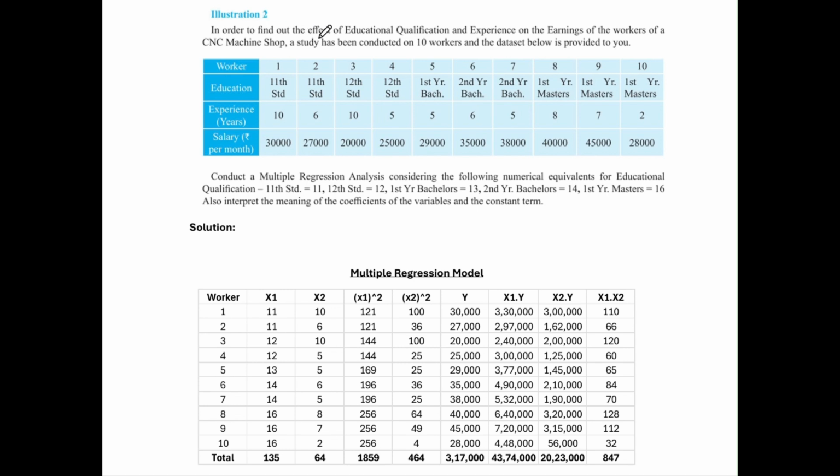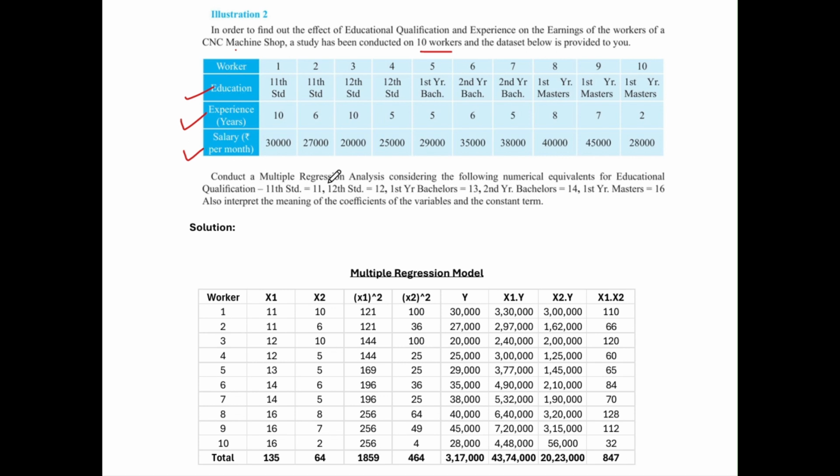In order to find out the effect of educational qualification and experience on the earnings of the worker of a CNC machine shop, a study has been conducted on 10 workers and the database below is provided to you. Here in this question, education details, experience details and salary per month data are given.